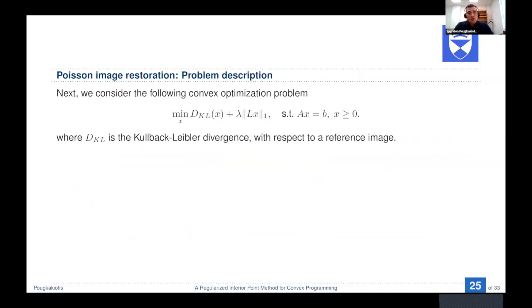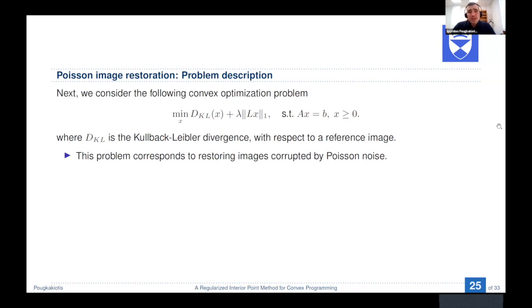Now, I want to go to a purely nonlinear convex optimization problem. And I should mention that our theory does not cover this case at the moment. So in this problem that we consider, essentially a Poisson image restoration task, we minimize the Kullback-Leibler divergence of X with respect to some reference image, plus a total variation regularizer subject to some equality and inequality constraints.